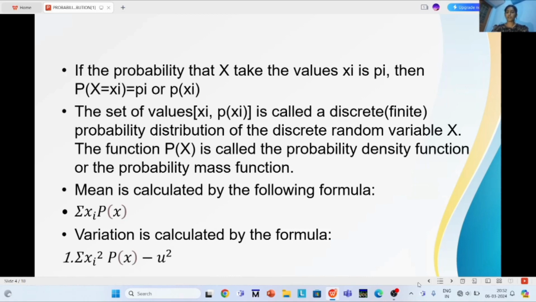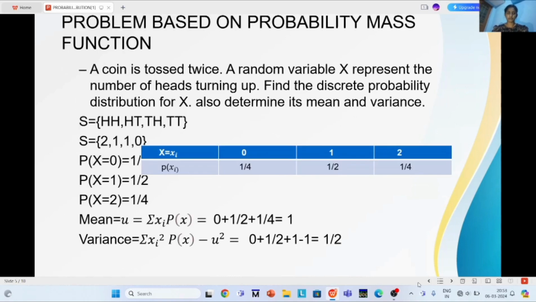Mean is calculated by the formula: summation xi times p of xi. Variance is calculated by the formula: summation xi squared times p of xi, minus mu squared.